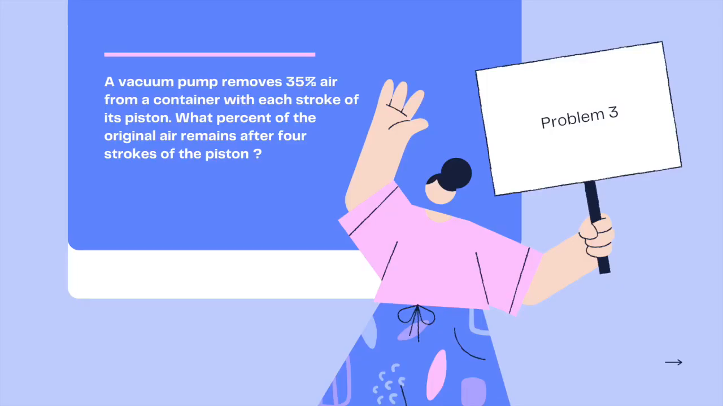Problem 3. A vacuum pump removes 35% of the air from a container with each stroke of its piston. What percent of the original air remains after 4 strokes of the piston?